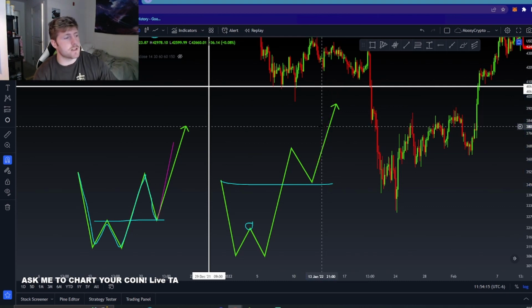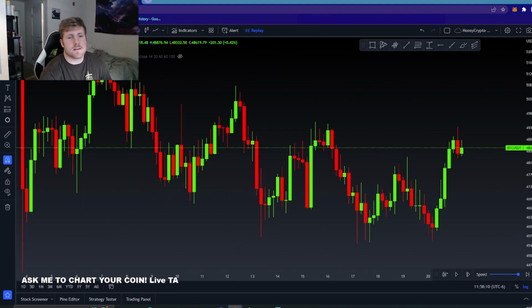So I want to jump into the actual charts now that you have a basic understanding of what double tops and double bottoms are. Let's go find some real world examples so I can teach you how to use them while trading. So our first example that we found is a double bottom, which means it's a bullish pattern.